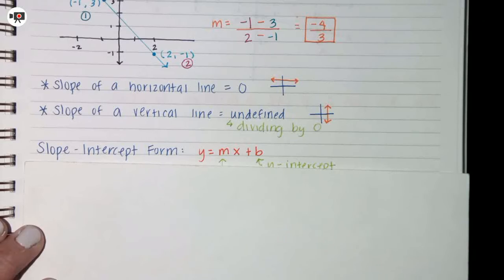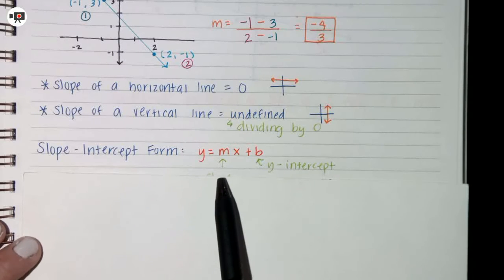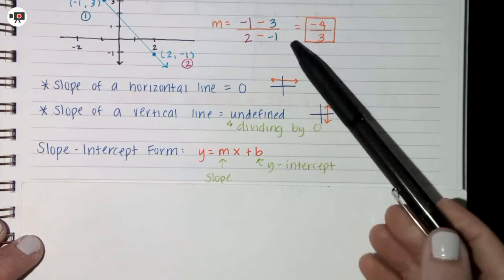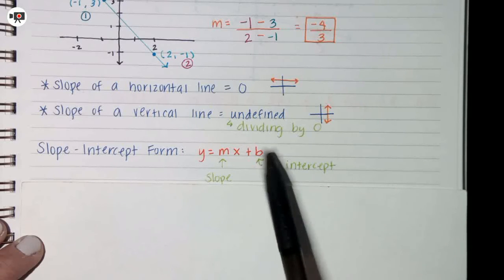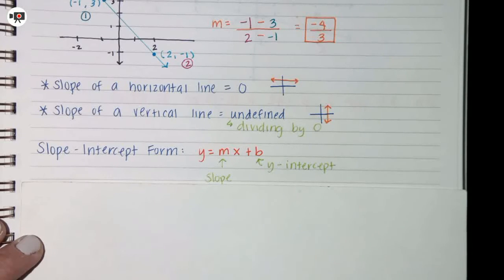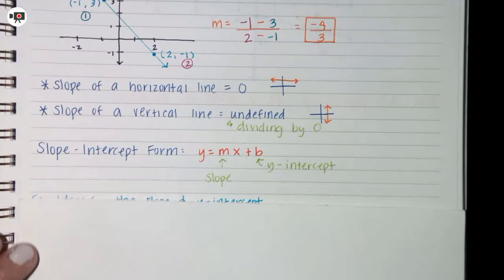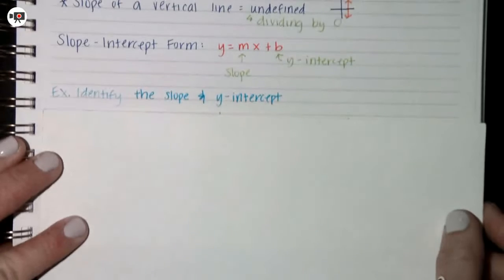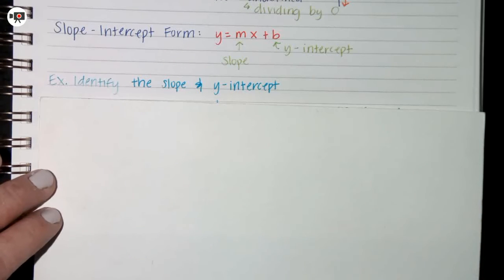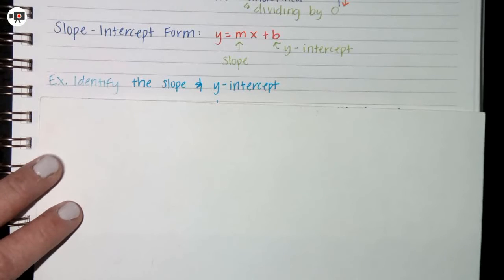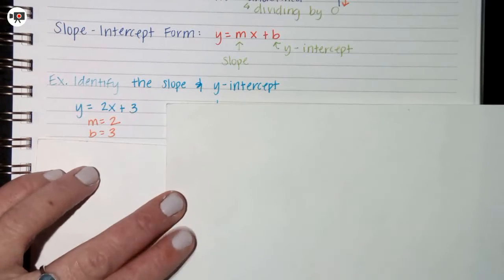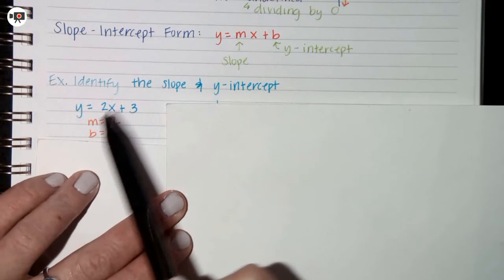For slope-intercept form, that is y equals mx plus b, where m is slope, and we know how to find slope from up here, and b is the y-intercept, so that is where it crosses the y-axis. So we're going to identify the slope and y-intercept. Identify means just point out this is this and this is this. We don't have to solve, we don't have to graph. So let's talk through a couple of them, and I have a whole bunch of examples to show.